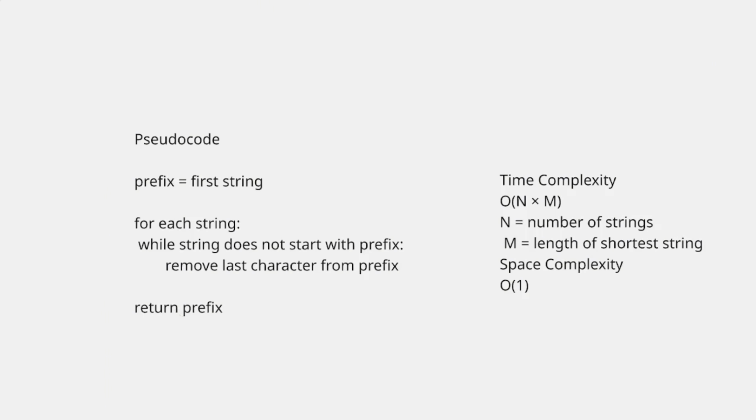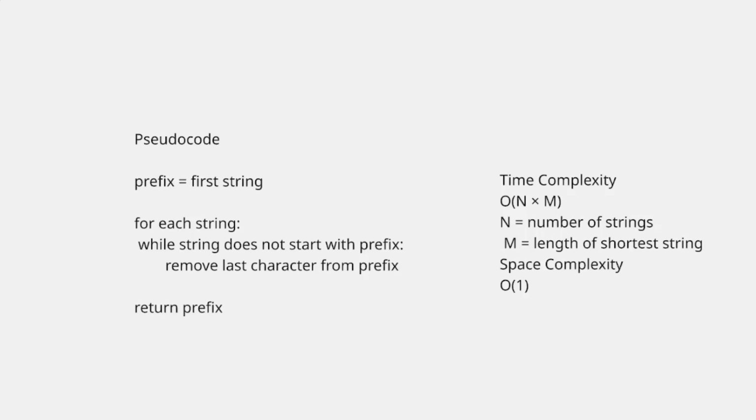And next our time complexity and space complexity. Our time complexity is O(n into m), because n is the number of strings and m is the length of the smallest string. So the time complexity is O(n into m). And the space complexity is O(1) because we are not using any extra space.